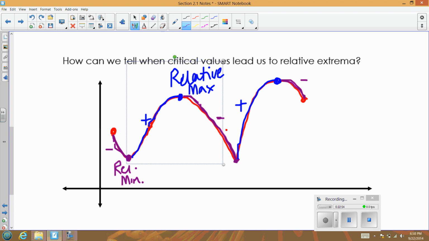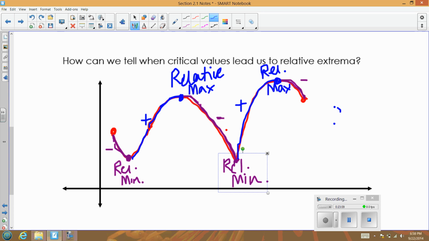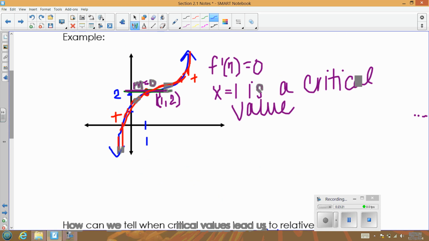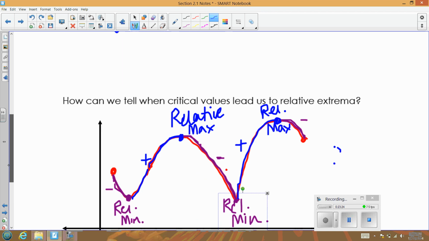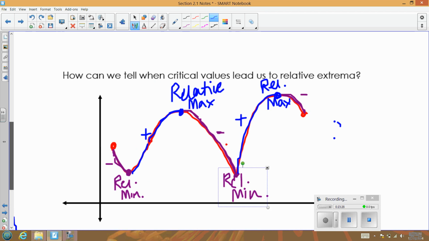So let me go back and fill in these points. We said that this would be a relative minimum, and up here is going to be a relative max. Notice what changed in the slope. What's the pattern? In this example, I went from positive to positive, which told me there was no maximum or minimum at that critical value. Here, I went from negative to positive, which meant I had a relative minimum. Then I went from positive to negative, which tells me I had a relative max.